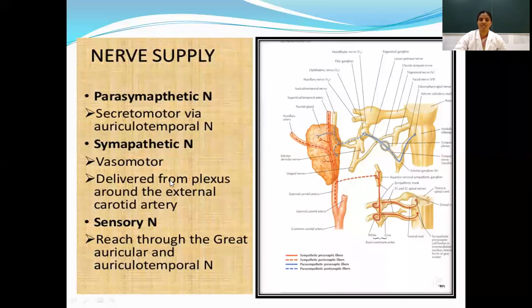And then the sympathetics are derived from the plexus around the vessels. This is the external carotid artery. These plexuses are derived from the superior cervical ganglion. This is the superior cervical ganglion. From here, postganglionic fibers go and form a plexus around the external carotid artery, and this external carotid artery supplies the gland. So around whatever branches are supplying the gland, there are sympathetic fibers. Then the sensory nerve supply: the skin over the parotid region is supplied by the great auricular nerve and also the auriculotemporal nerve.